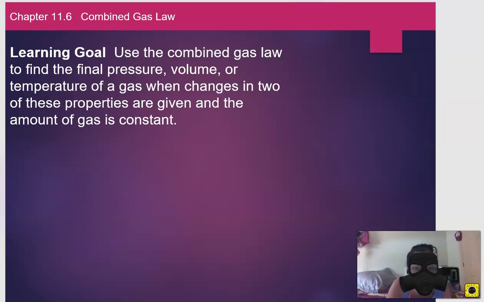Okay, so we're going to do the combined gas laws. So 11.6. Should I use the combined gas law to find final pressure, volume, or temperature of a gas when changes in two of these properties are given and the amount of gas is constant?